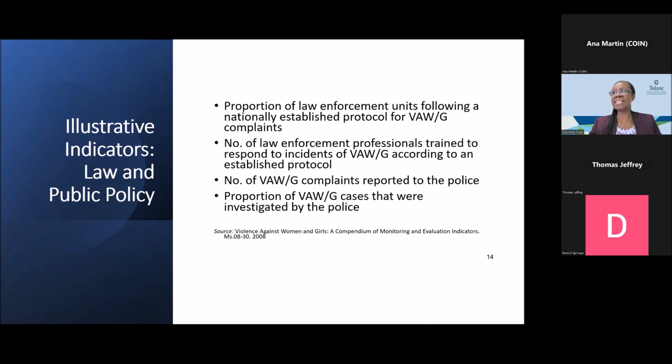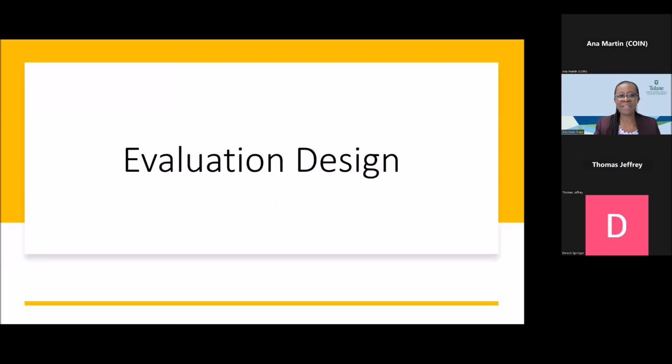So I think this is all that I have about indicators. I want to move now to evaluation design. I understand that some partners are at the evaluation stage, so this might be a useful refresher or a useful guide for how to go about it.